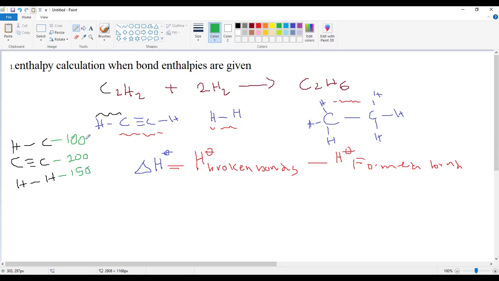Now you know energy, the unit is kilojoule per mole. Per mole only we take. Energy is anyway joule, no? I'm taking kilojoules and that is also per mole. That means per mole of bond. Okay. Now this is the equation.